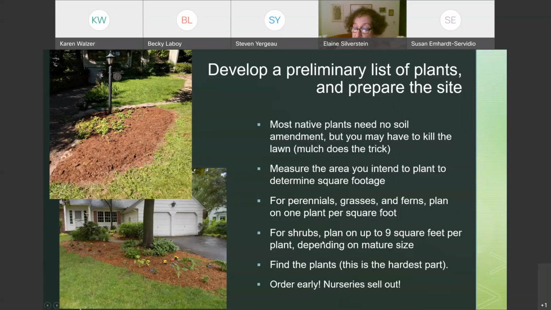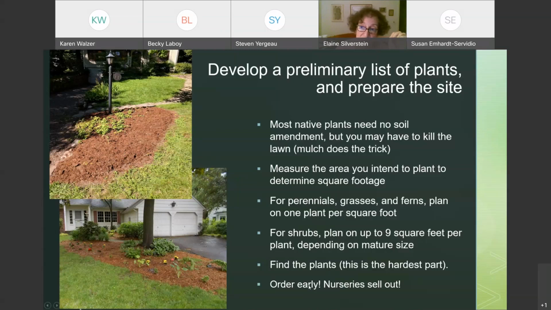For shrubs, you may plan on 9 or even 16 square feet per plant, depending on the mature size. You need to source the plants, and this is the hardest part: finding the plants you want, and you should always have alternatives in mind. And you need to order early.